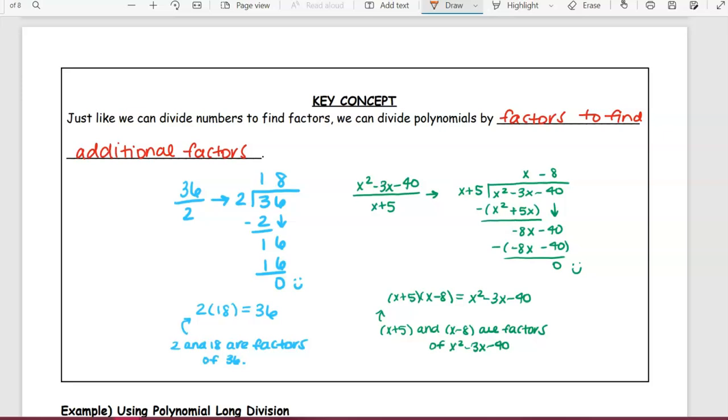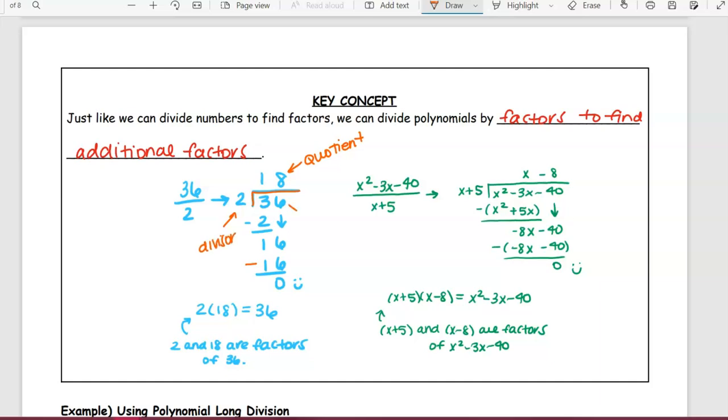Or if I just want to look at the dividend equals the quotient times the divisor plus the remainder, and that's what's written right here. Quotient times the divisor plus the remainder. Okay, it's important to be able to see both of these forms.